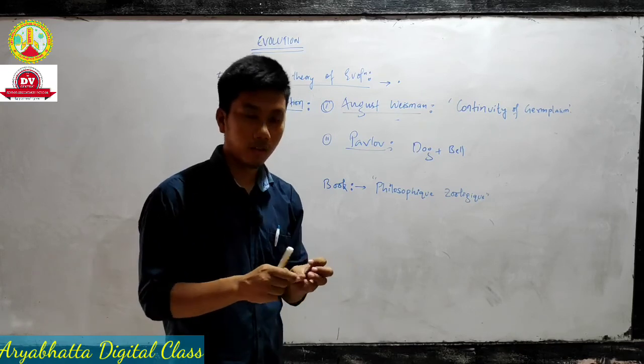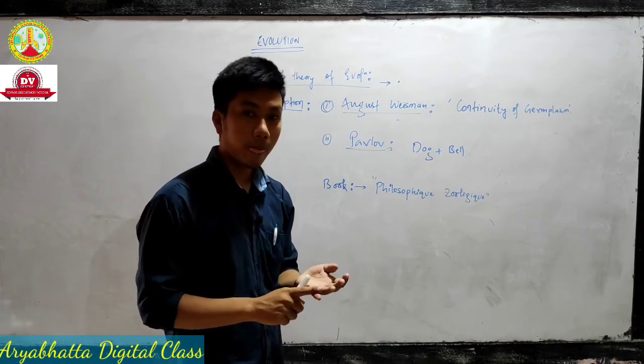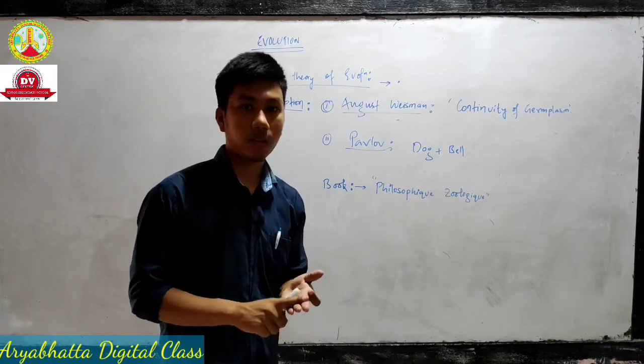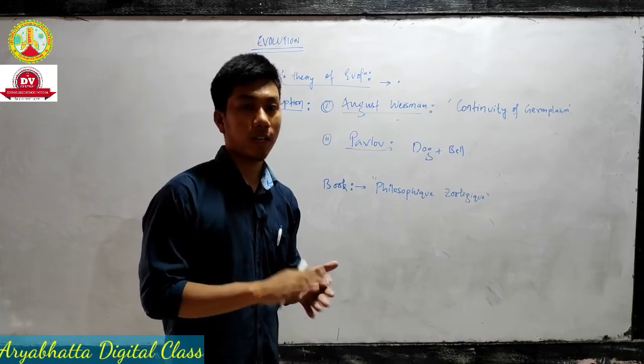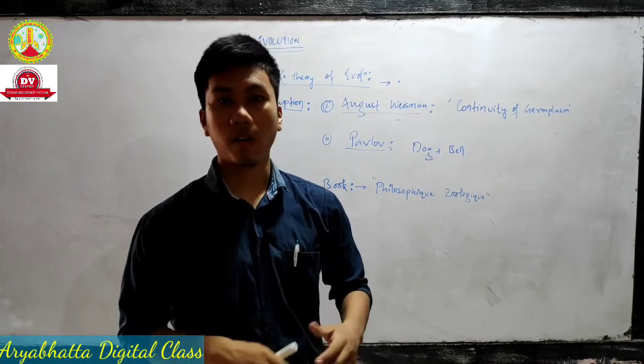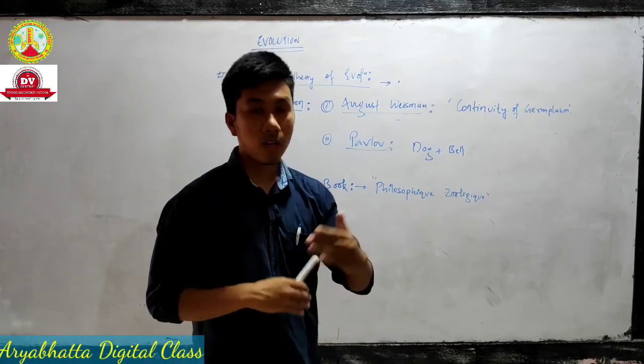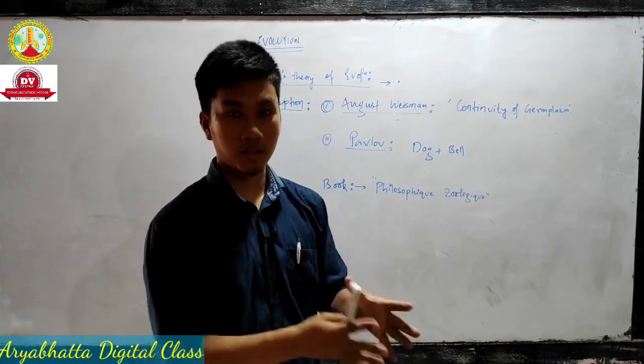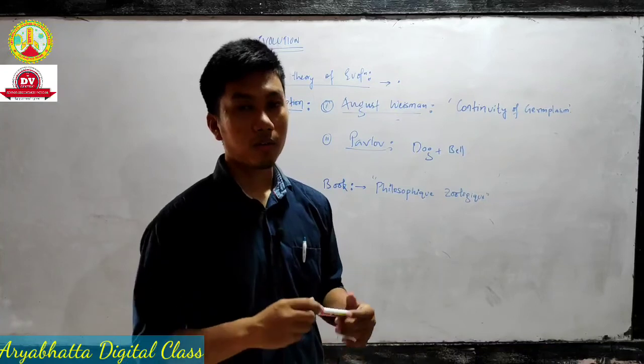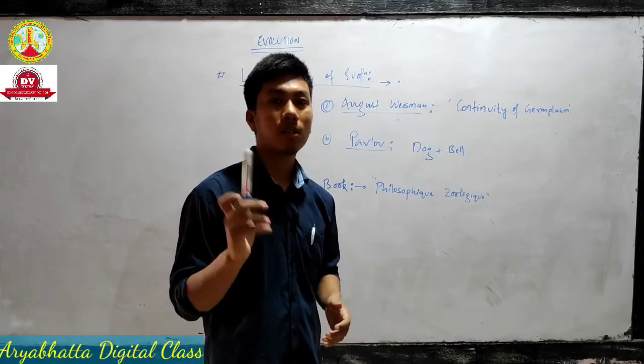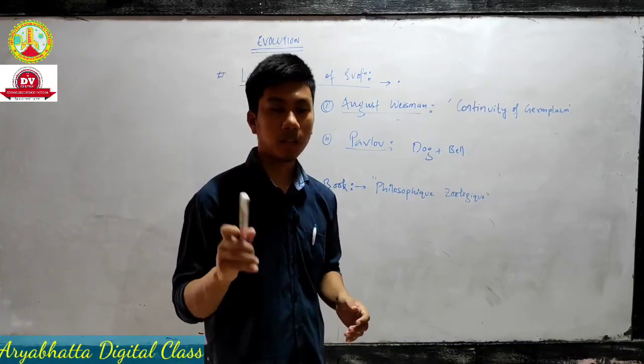Remember his postulation. There are four postulations: new needs, use and disuse, inheritance of acquired character, speciation. Lamarck's theory is known as inheritance of acquired character. His theory is based on the study of fossils along with the existing living organisms. That's it. So in the next video lecture, we will see Darwin's theory. Okay, Darwin's theory.